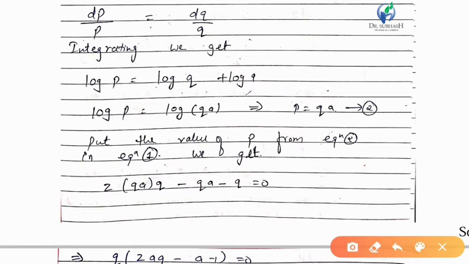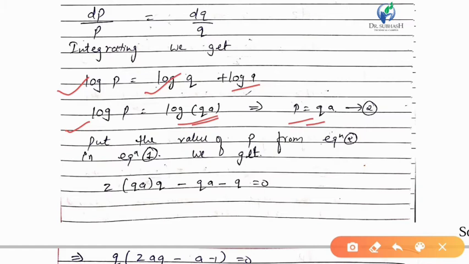Integration of 1 upon p will be log p. Integration of 1 upon q will be log q, taking some constant log a. Now again, by simple logarithm equation, we know that log a plus log b equal to log ab. So I am getting log p equal to log qa. Removing logarithm both the sides, I get p equal to qa. I name this as equation 2.